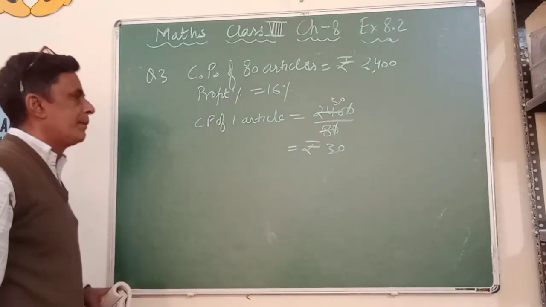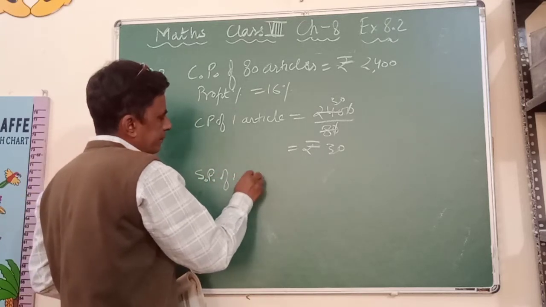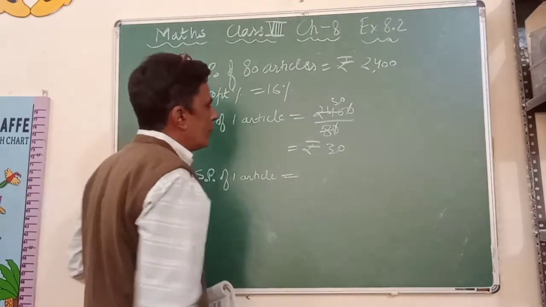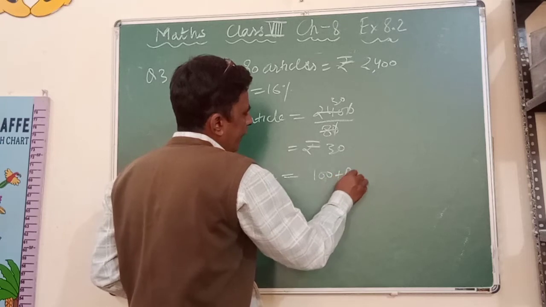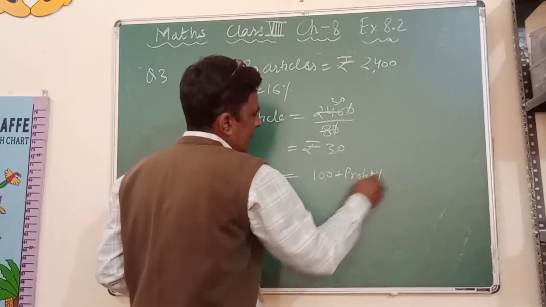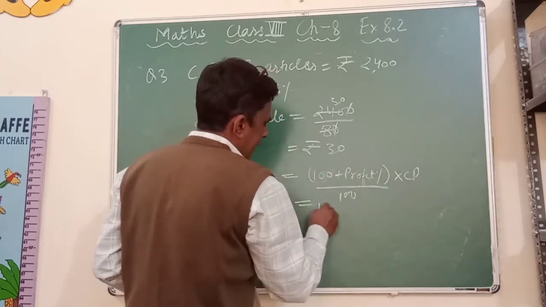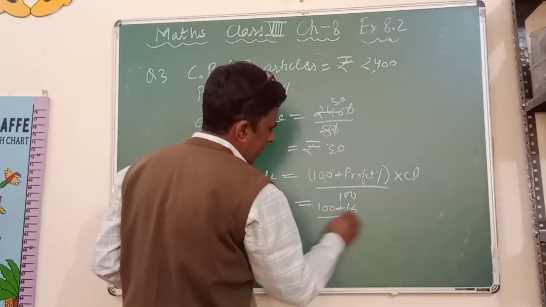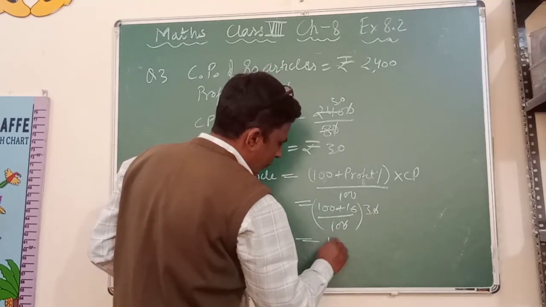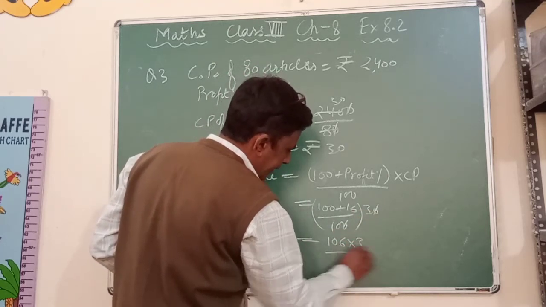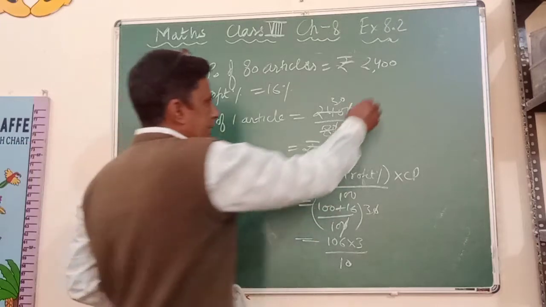Now we have to find the selling price of one article. SP, selling price of one article, is equal to... here we will use the formula for selling price: (100 plus profit percent) upon 100 into CP. 100 plus 16, upon 100, into 30. We can cancel a 0 over here. 106 into 3 divided by 10. This is a rather easy calculation. We will do it over here.